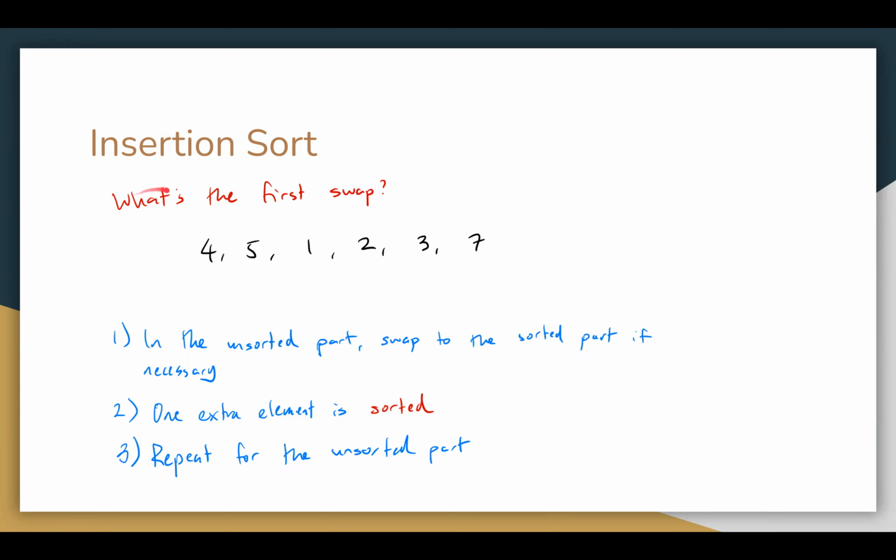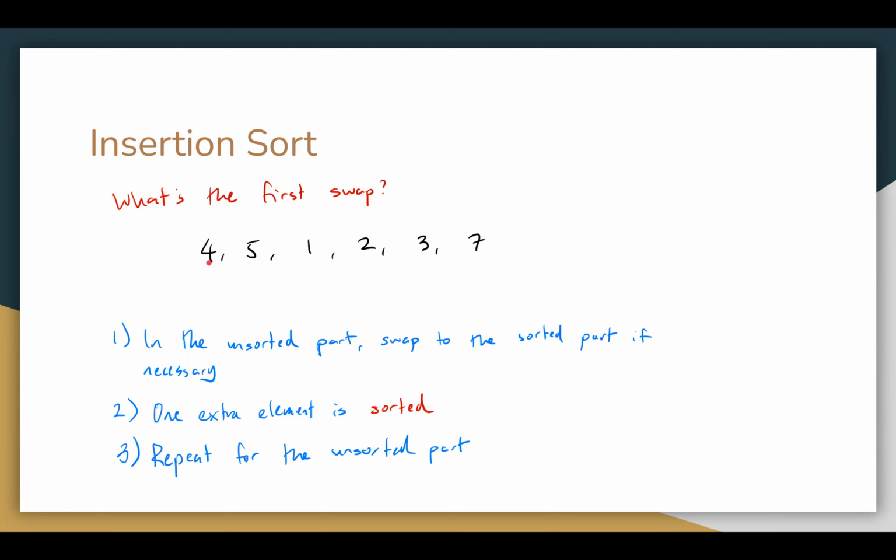Okay, so this is insertion sort. So we're going to start at the left and look for the smallest element. So 4, 5, 1, 2, 3, 7, and 1 is our smallest element. So we're going to oh wait, that's selection sort.